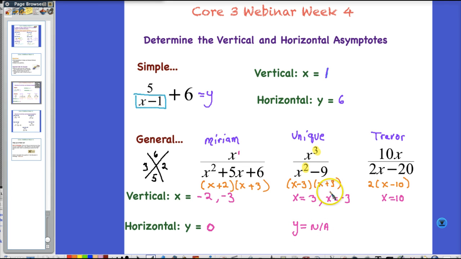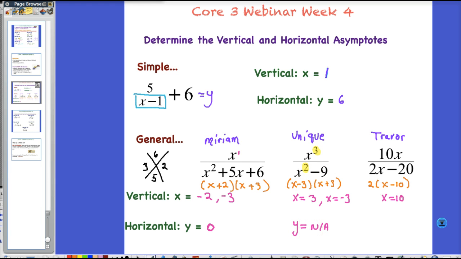We just don't have one. What we actually have, but you won't learn this until pre-calc, is we have an oblique or slant asymptote, and we can find it by dividing. But we're not going to do that. That's kind of beyond our scope. So all you have to know is that we don't have a horizontal asymptote.